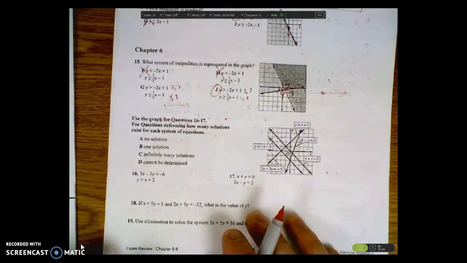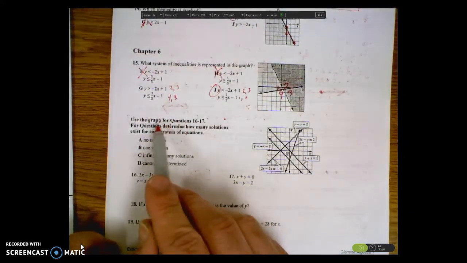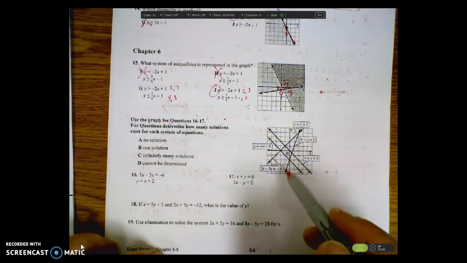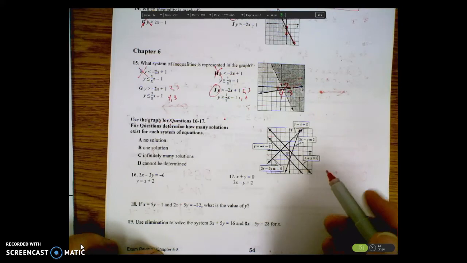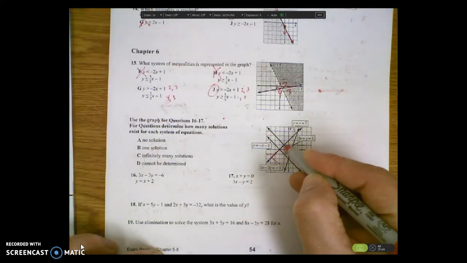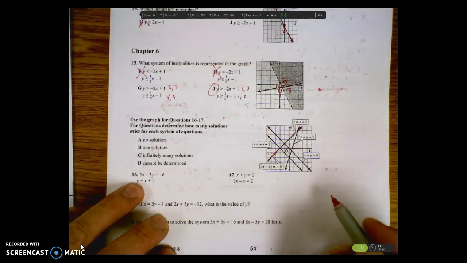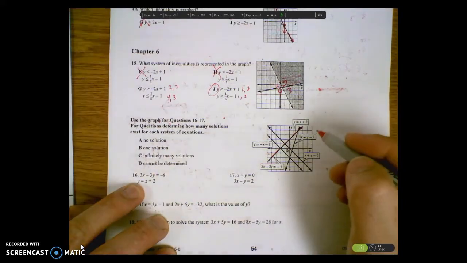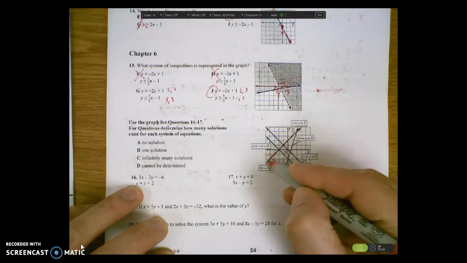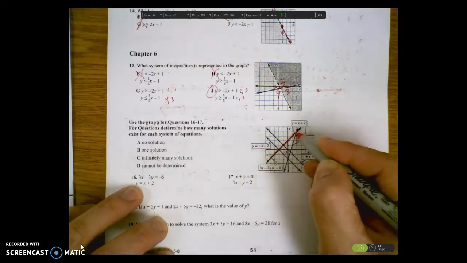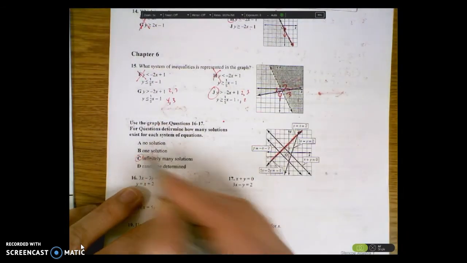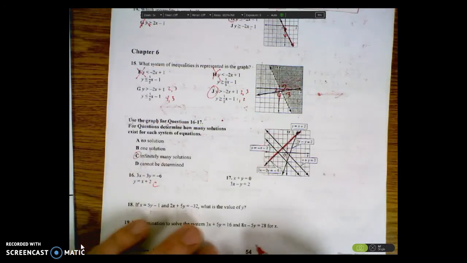Okay? All right, so for 16 and 17, these two questions here, we're going to try to figure out what the solution is. So the 3x minus 3y equals -6 is this line, and the x plus 2 looks like the same line. Oh, it is. So that means there are infinitely many solutions. It's the same exact line, so it intersects everywhere, and that one's C.